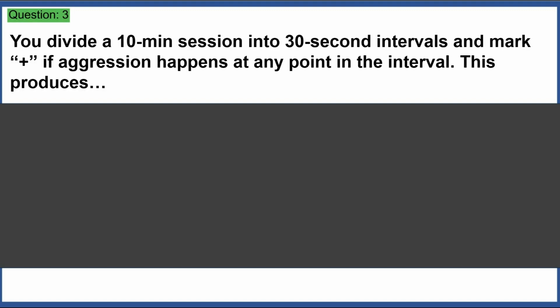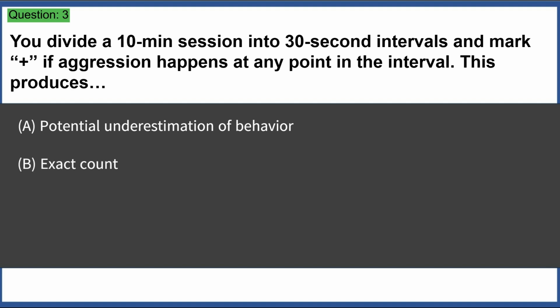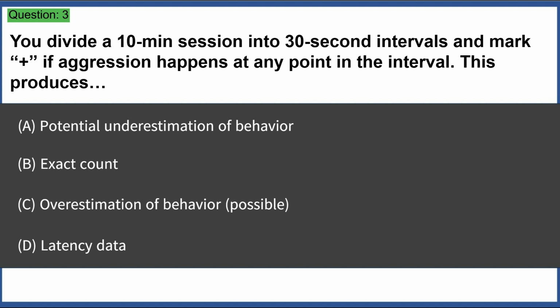You divide a 10-minute session into 30-second intervals and mark plus if aggression happens at any point in the interval. This produces A. Potential underestimation of behavior. B. Exact count. C. Overestimation of behavior, possible. D. Latency data. Answer, C. Partial interval can overestimate total occurrence.